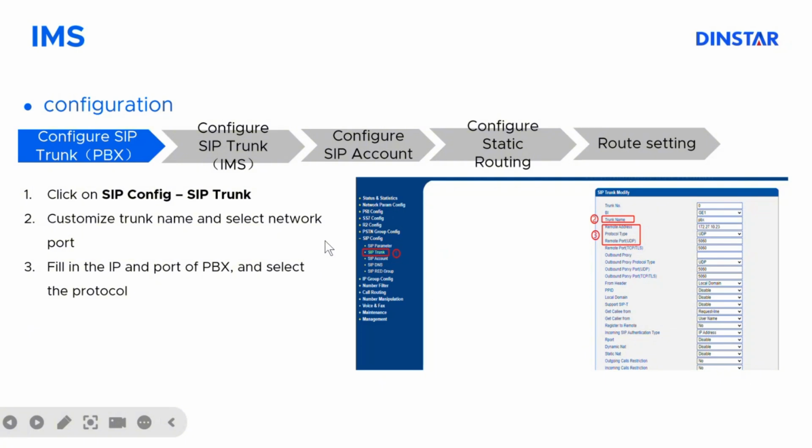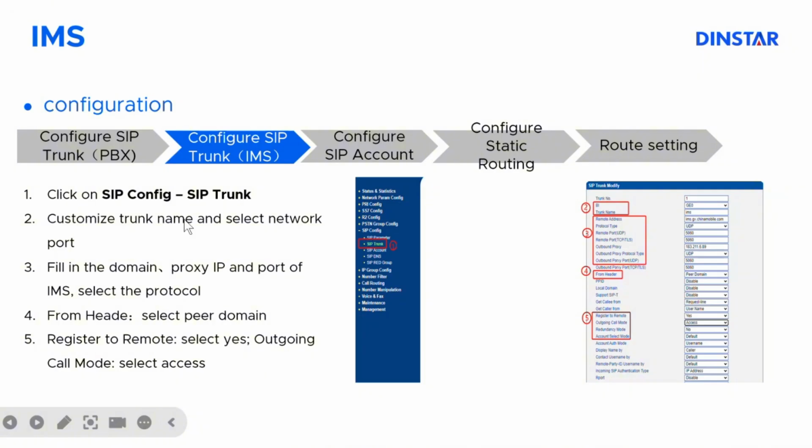So first, we just need to create a SIP trunk for the PBX. We just need the IP address, the port, and the protocol. And when connecting to IMS, we need to create a SIP trunk with IMS.